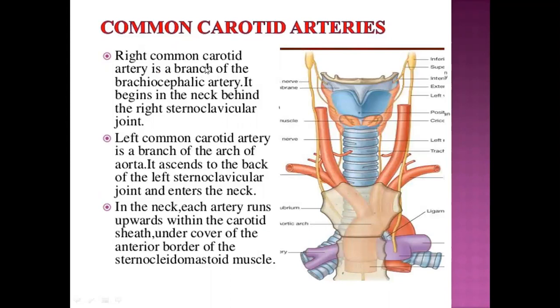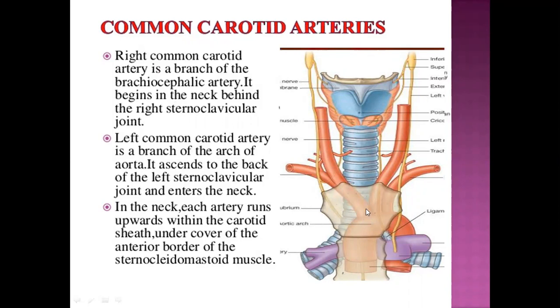So the right common carotid is a branch of the brachiocephalic artery. This is the brachiocephalic artery, and this is the right common carotid, and this is the right subclavian. It begins in the neck behind the right sternoclavicular joint. So this is the manubrium sterni, and here the clavicle is present. So it is behind the right sternoclavicular joint.